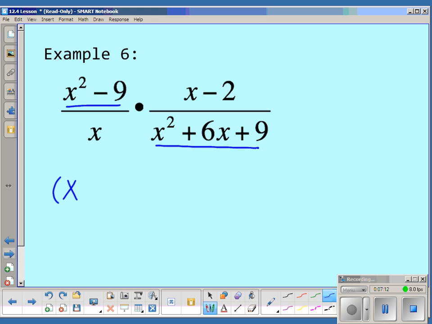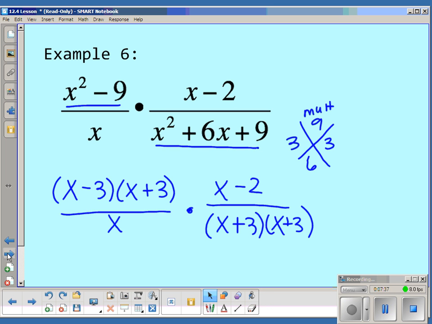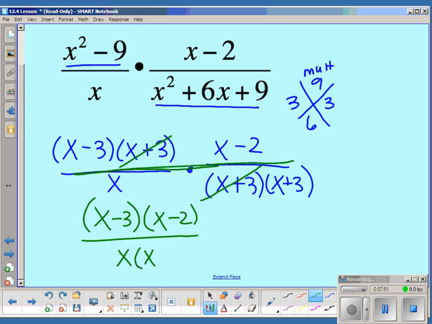All right, so x squared minus 9 is x minus 3, x plus 3. That's called the difference of two squares. I can't do anything with the bottom. Top is x minus 2. If I draw my diamond, I want to multiply to 9, add to 6. That's 3 and 3. So the bottom is x plus 3, x plus 3. And now I can cancel. I draw my line in. The only thing that cancels is an x plus 3 and an x plus 3. So on top, I'm left with x minus 3 times x minus 2 all over x times x plus 3.